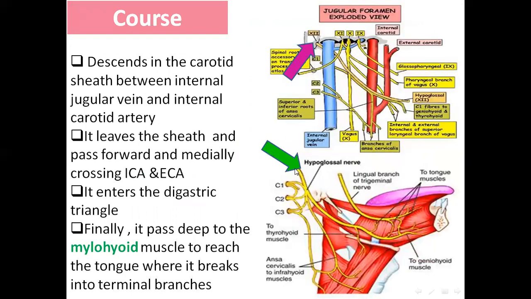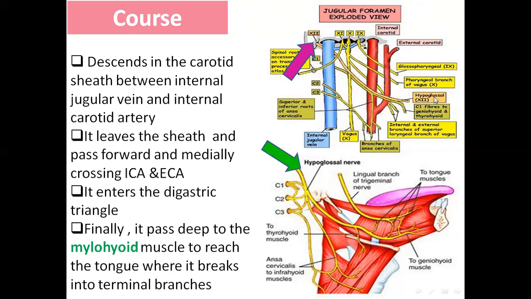Once it comes out through the hypoglossal canal, it descends in the carotid sheath between the internal jugular vein and the internal carotid artery. Okay, so this is the hypoglossal nerve. You can see this is the internal jugular vein and this is the internal carotid artery, between which this nerve, the hypoglossal nerve, is moving.